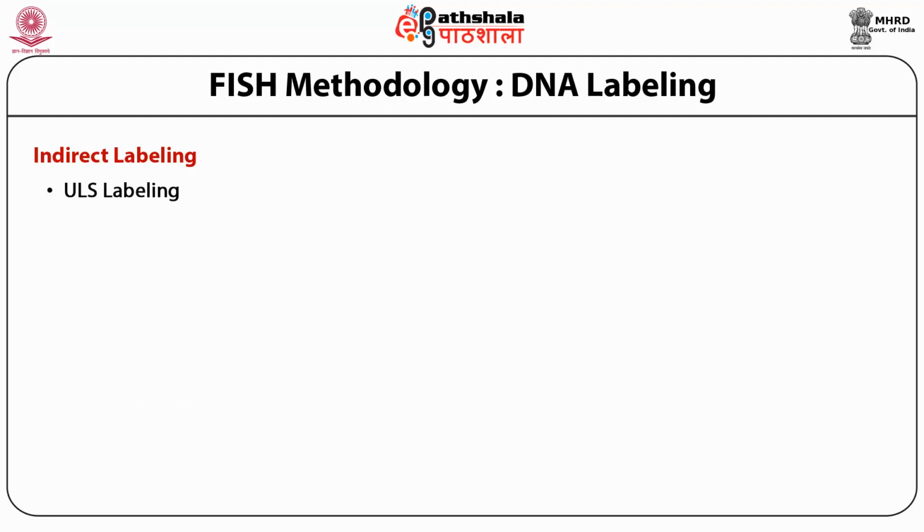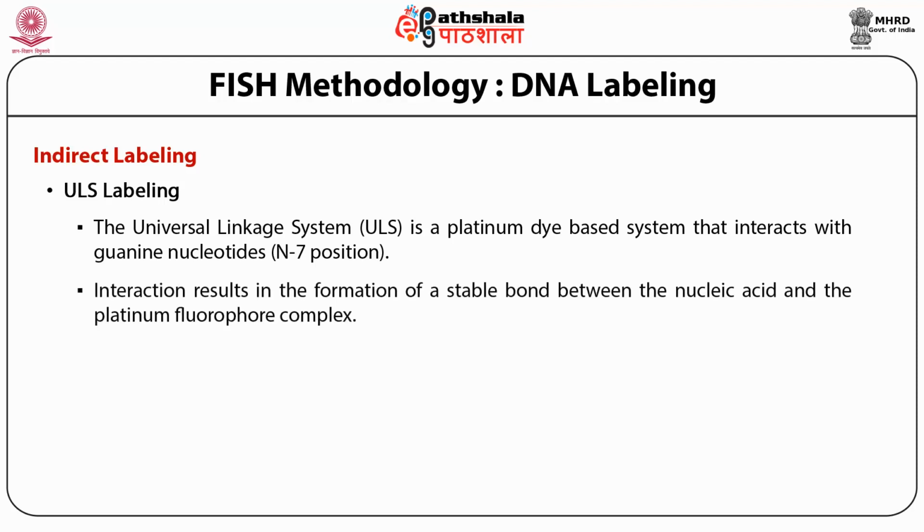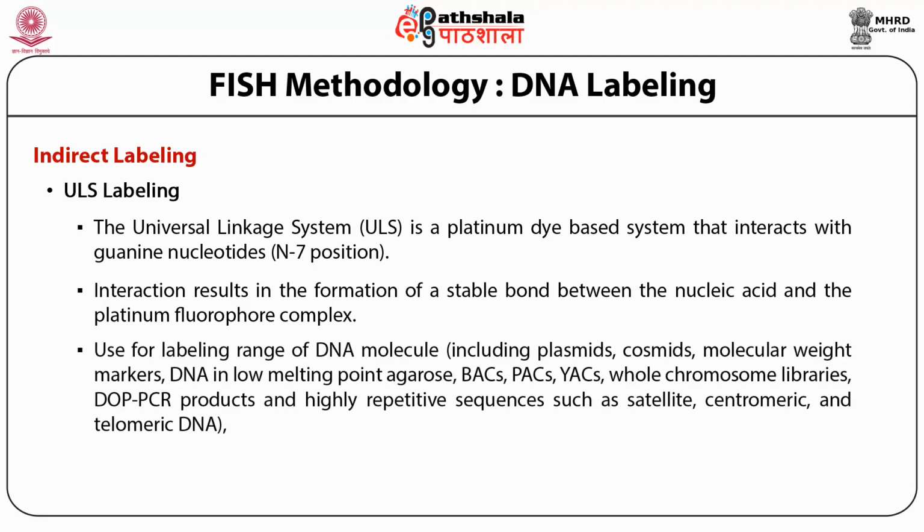ULS labeling: as I mentioned earlier, these are commercially available indirect labeling methods. ULS is very well known, and stands for Universal Linkage System, and it is a platinum-based dye system that interacts with the N7 of guanosine in the DNA. So the interaction results in a stable bond between the nucleic acid and the platinum fluorophore complex. ULS-based labeling can be used for various DNA molecules, including plasmids, cosmids, and high molecular weight DNA molecules, such as DNA in low melting point agarose, BACs, YACs, whole chromosome libraries, and other DOP-PCR products. So it has a very large range of DNA substrates.